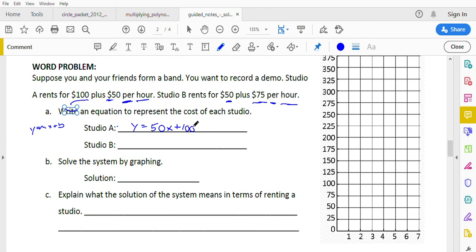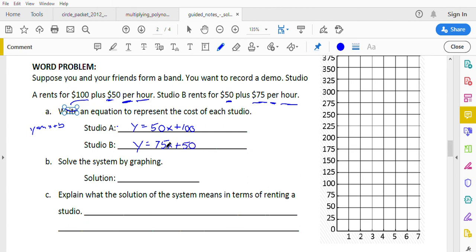Okay, maybe you got to pay for the producer or something like that, pay for the engineer. Okay, and the second one is $75 an hour, but a lower flat fee.